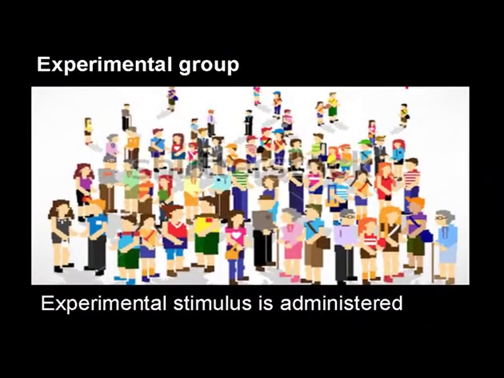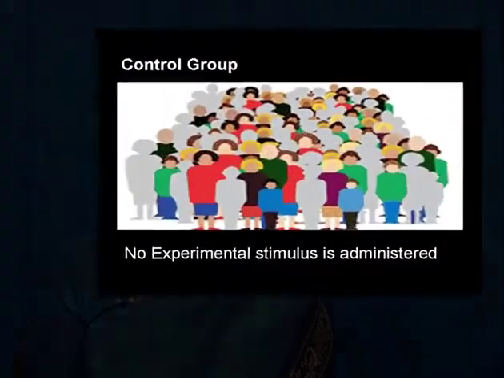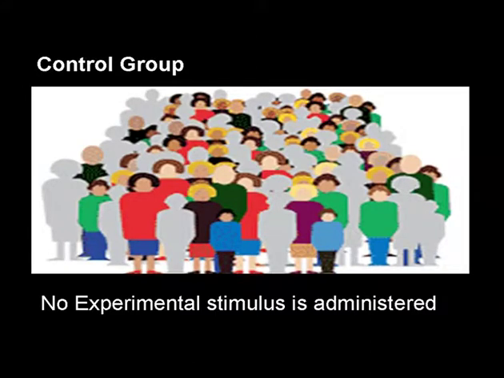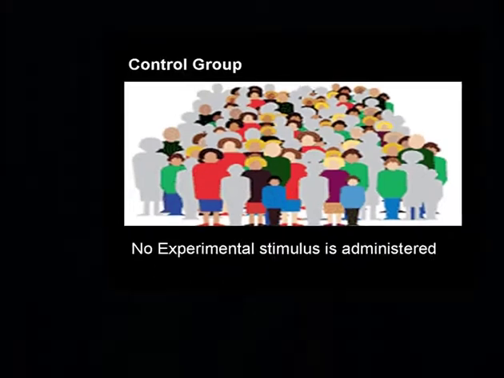Now, what is experimental group? In experiment, a group of subjects to whom an experimental stimulus is administered. This group is called the experimental group. Control group. A group of subjects to whom no experimental stimulus is administered is called a control group.